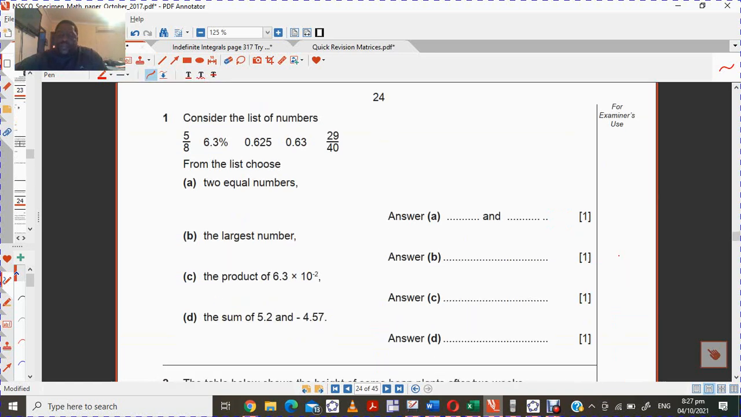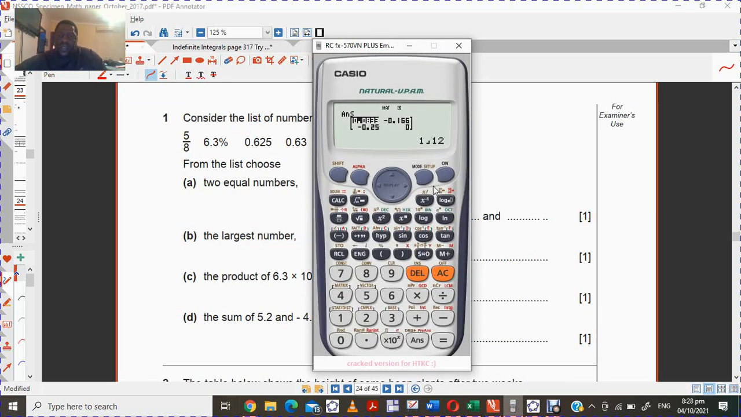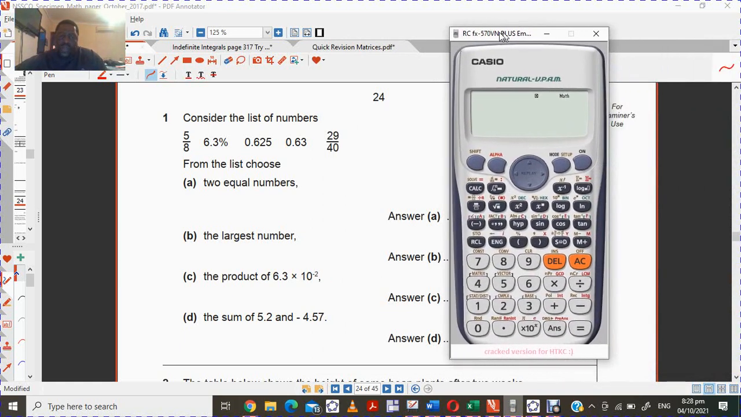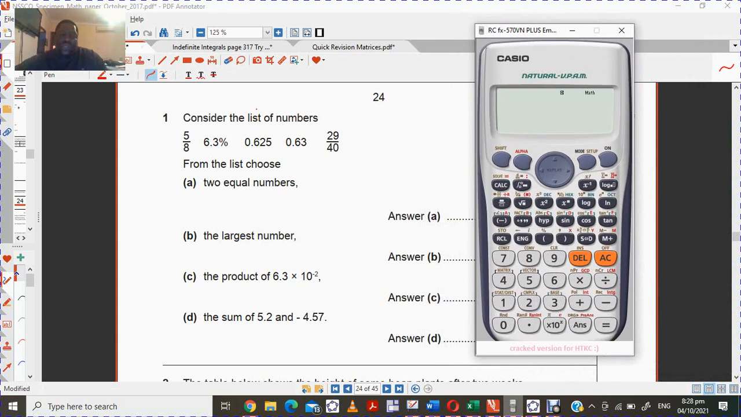I'm going to go right to the question. First of all, I suggest you also grab your calculator. Make sure that your calculator is in place in the event that you need to work out a few things. Then you should be good to go. All right, I just want to clear everything so that everything is in order. My calculator is in degree mode, as you can see on my emulator. Right, so this question says you are supposed to consider the list of numbers.